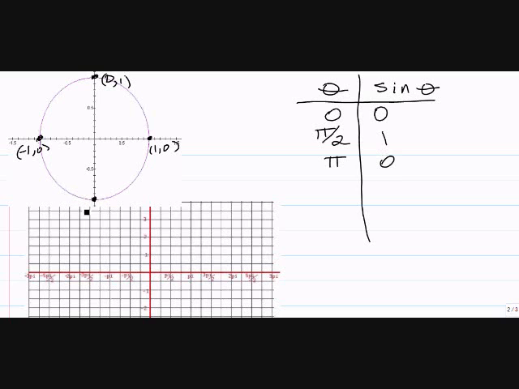And if I go to the point 0, -1, how many radians have I gone? So I've gone a half pi, then pi. Next mark is going to be 1.5 pi, 3 pi over 2. What's the sine? And then if I've gone all the way back around the circle and gotten to the point 1, 0 again, how many radians have I gone? And what's the sine?